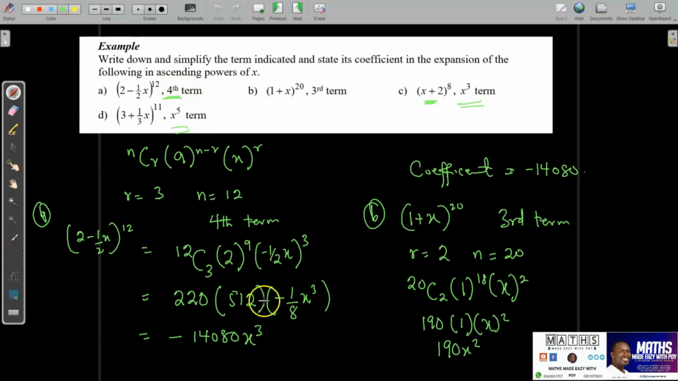Fourth term is the same as x cube term. So if they talk of x cube term, how do I get the term itself? I just add one, then I'll know the term to use. Please help, I'm clear. Yes, sir.